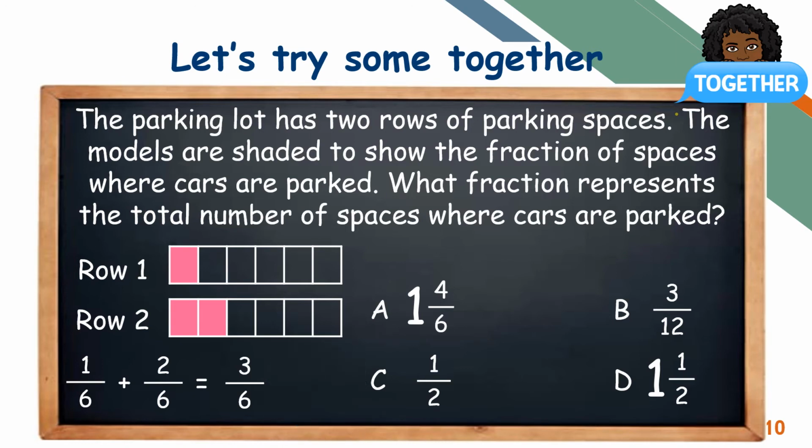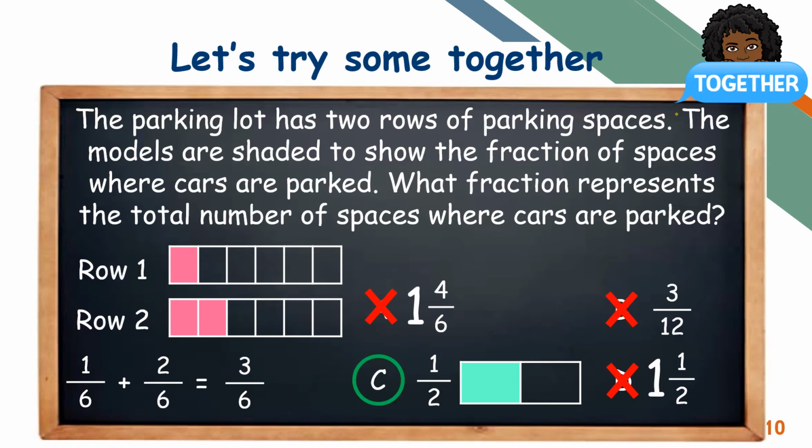When we look at our answer, we know it is not a mixed number, so A and D are not the answer. If you draw a model, you can see that 3/6 is equivalent to 1/2, so our answer is C.